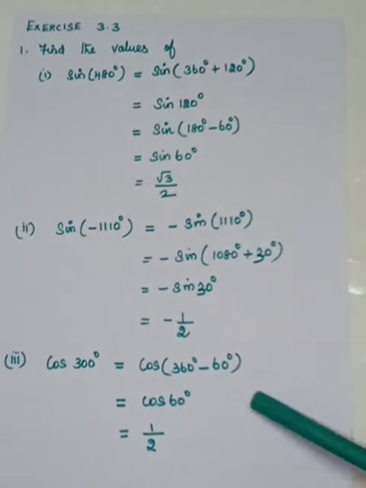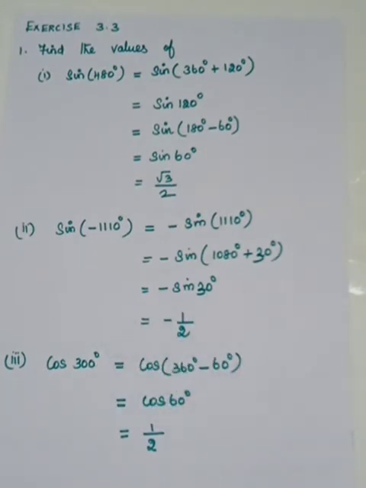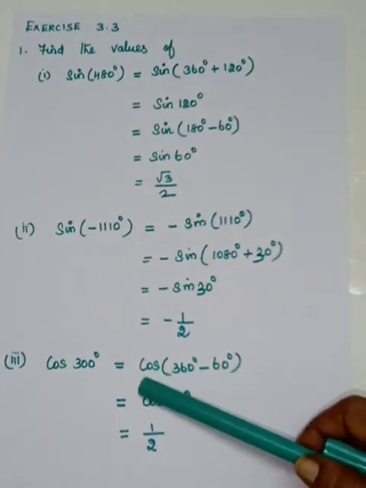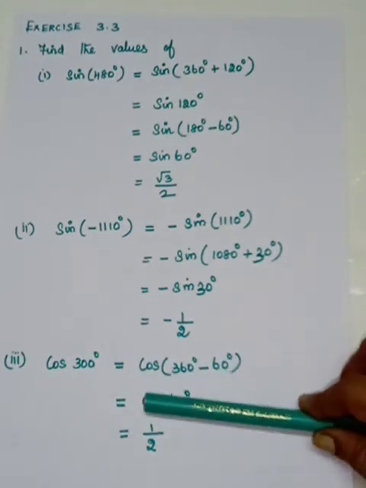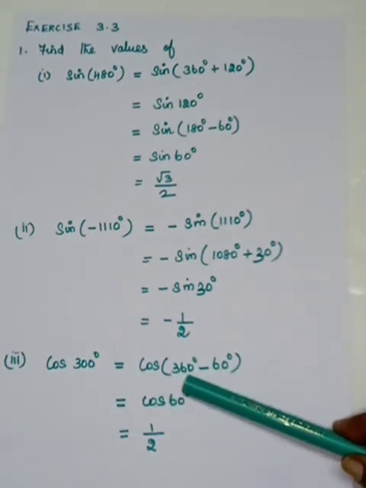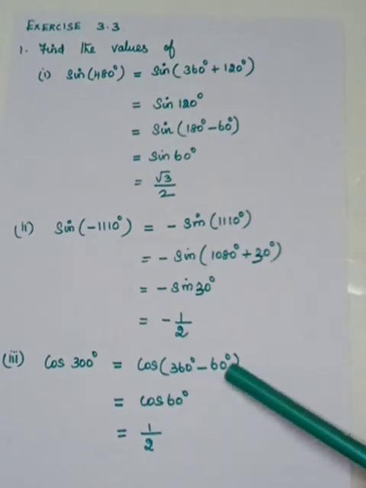After writing this, first you have to see the sign. So 300, where is it? It lies in the fourth quadrant. So use the ASTC rule. Fourth quadrant, plus C. So cos theta and secant theta are positive. Here the function is cos theta, so it is positive. So plus you have to write. Next you have to see what it is here. It is 360 degree, an even multiple, so you need not change. So you have to write cos 60 degree.